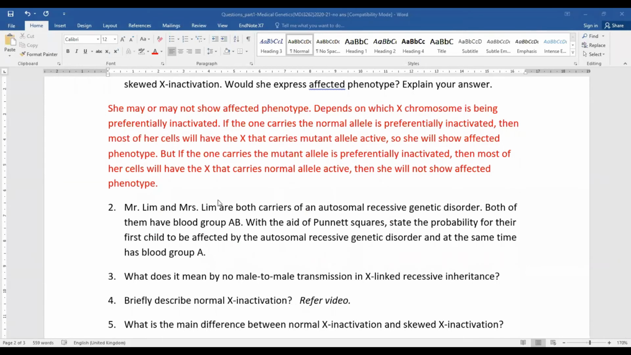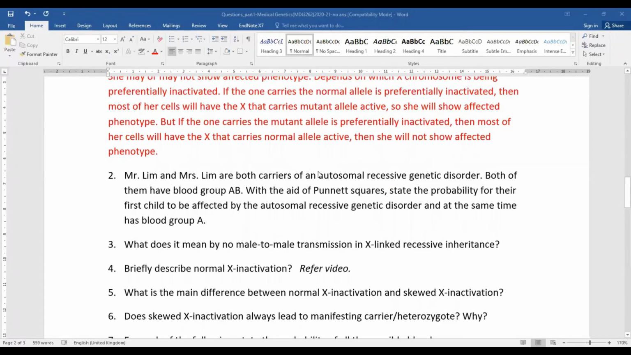Okay, Mr. Lim and Mrs. Lim are both carriers of an autosomal recessive disorder.